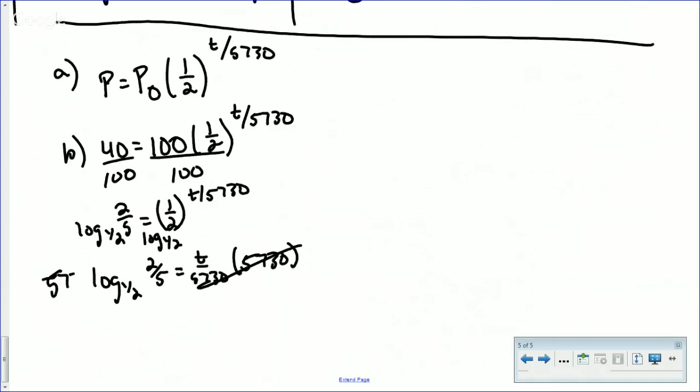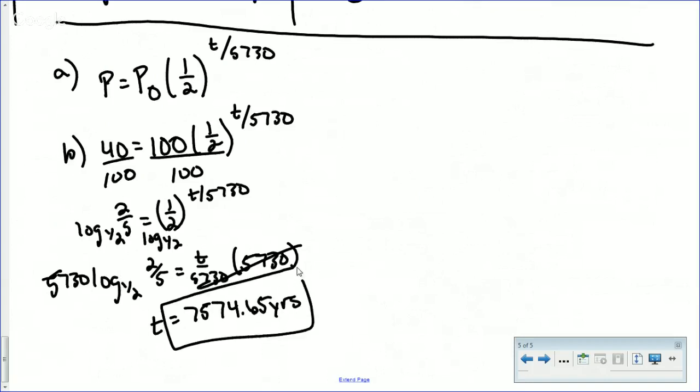And again, we just got to put this into the calculator, probably using change of base formula. So 5,730 log of 2/5 divided by log of 1/2. And I get time to be 7574.65 years. So that's how long it takes to go from 100 grams to 40 grams.